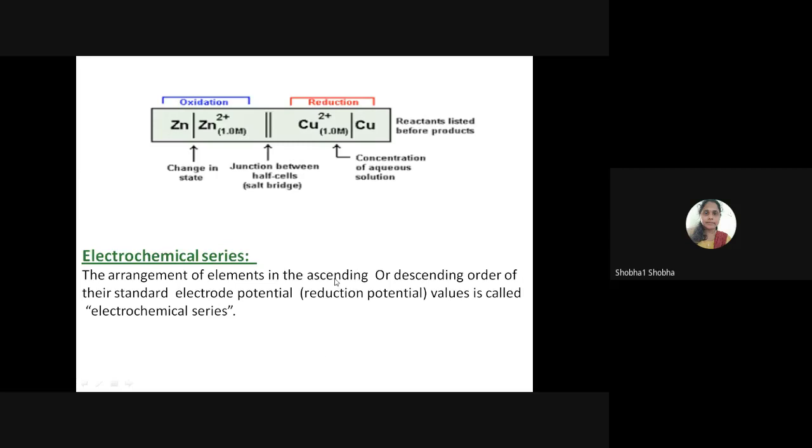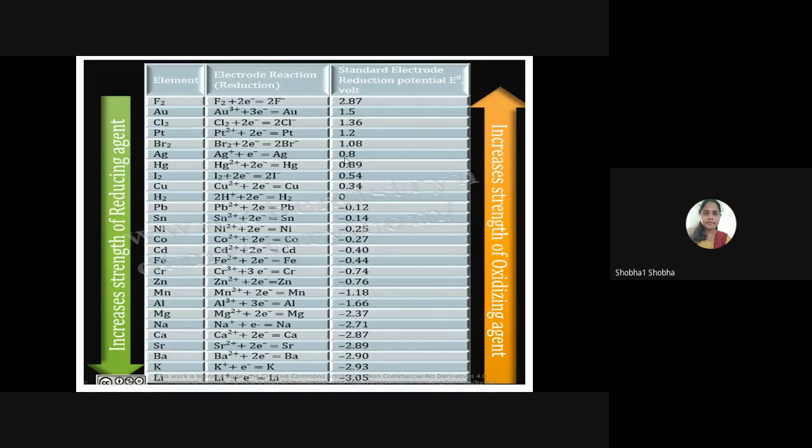Actually, ascending order we have to write. Okay, let me show this here. Here is the table. Here, first fluorine. Fluorine is taking 2 electrons and converting into 2 fluorides. So gain of electron is reduction. Here, all reductions only I have shown because I am writing reduction potentials only.